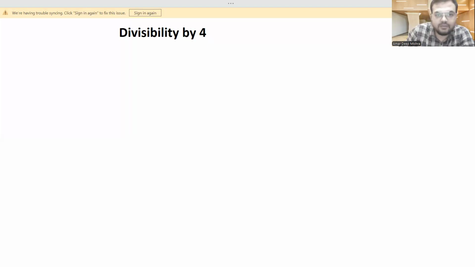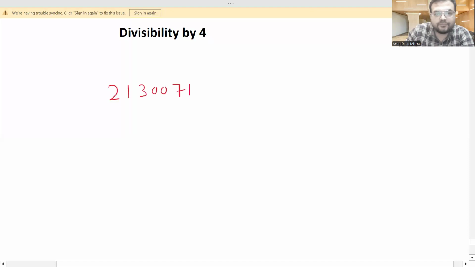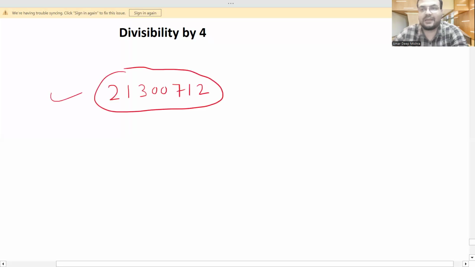So let's say we have a number 213000712. If somebody asks you whether this number is divisible by 4 or not, you don't have to start dividing this number from the beginning. Instead, you divide only the last two digits. Okay. So we can see here that this 12 is divisible by 4. Hence, the entire number is also divisible by 4.